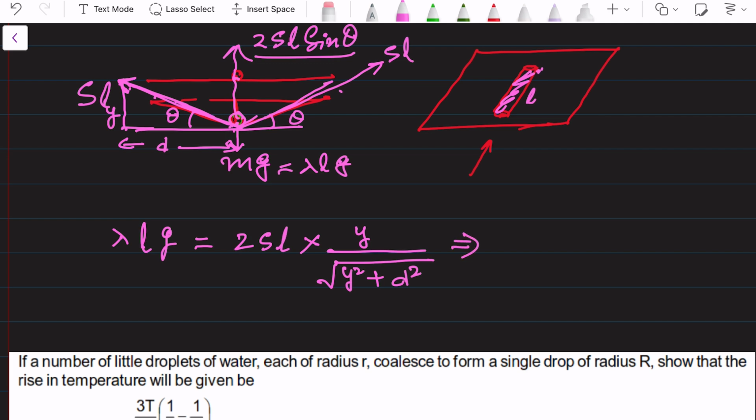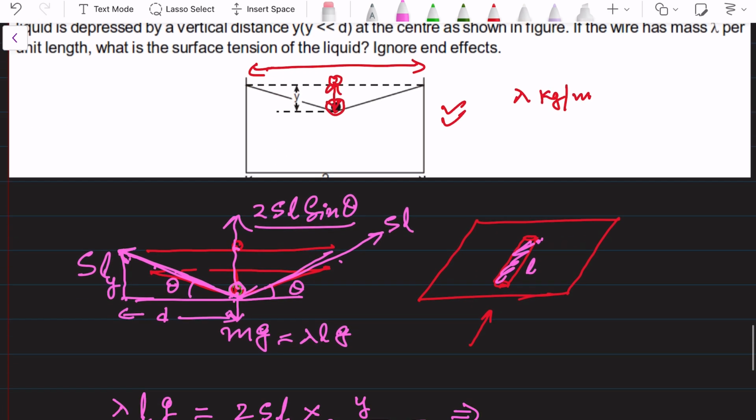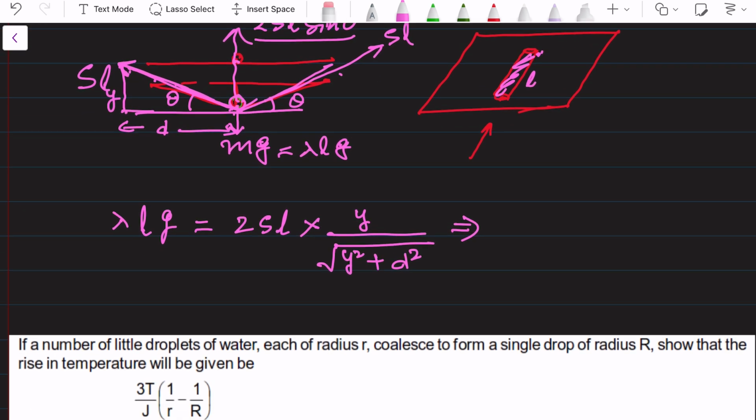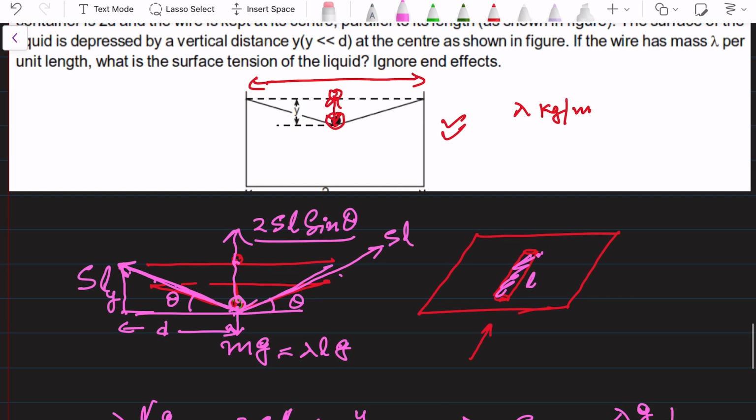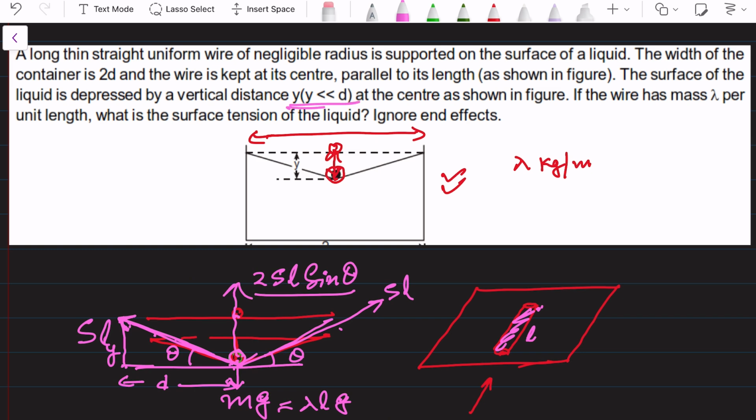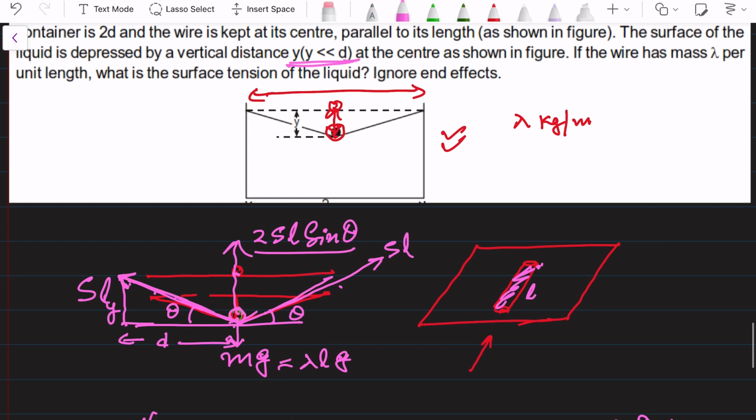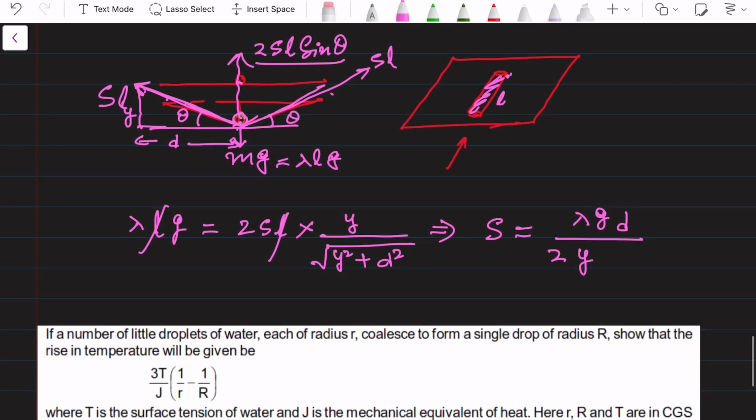So you solve it, you will get the value of surface tension. Surface tension value we can calculate. L cancels, and S is lambda g upon 2y under root y square plus d square, that we have written as approximately d, because it is given y is much less than d. So this way this question can be solved.